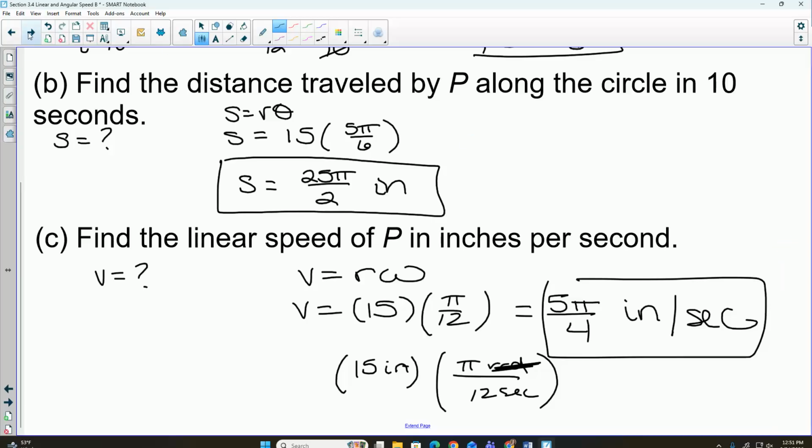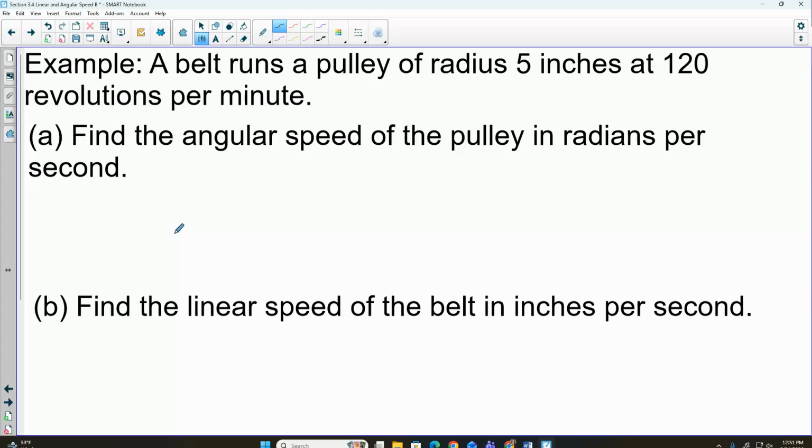Let's try another one then. This one is very similar. Do you think you could maybe try it on your own? See, if you get started with part A, you'll probably be okay with the rest of it. The radius is 5 inches. So it looks like everybody had that. But we got stuck on what this 120 revolutions per minute meant. What does a revolution mean? A full circle. So if you go around 120 times, can you tell me your angle?